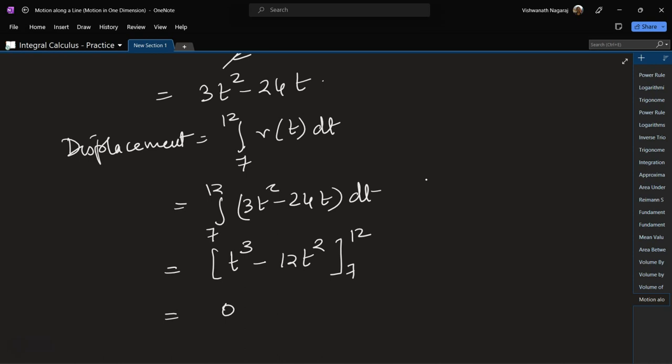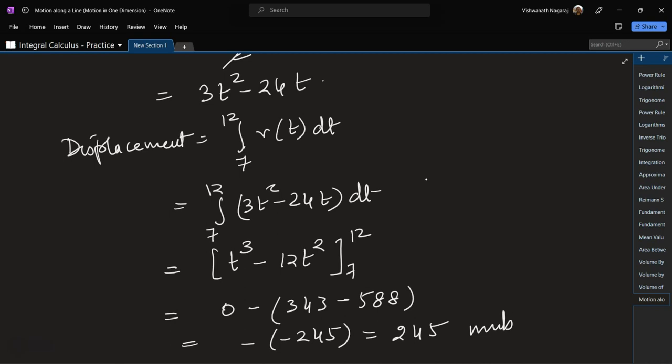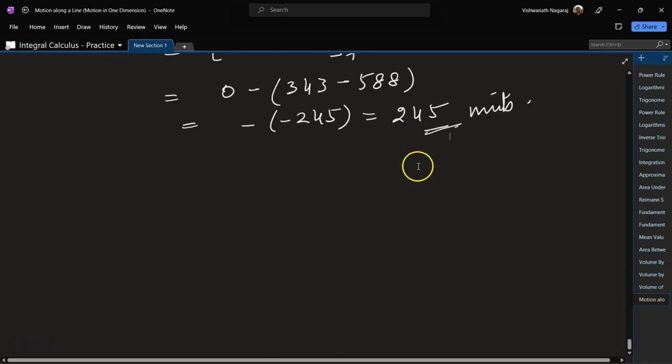Okay. So 0 minus 7 cube is 343 minus 12 times 7 square. 12 times 49 is 588, which gives us 343 minus 588, which gives us minus 245, which gives us 245 units. Whatever. That's the displacement.